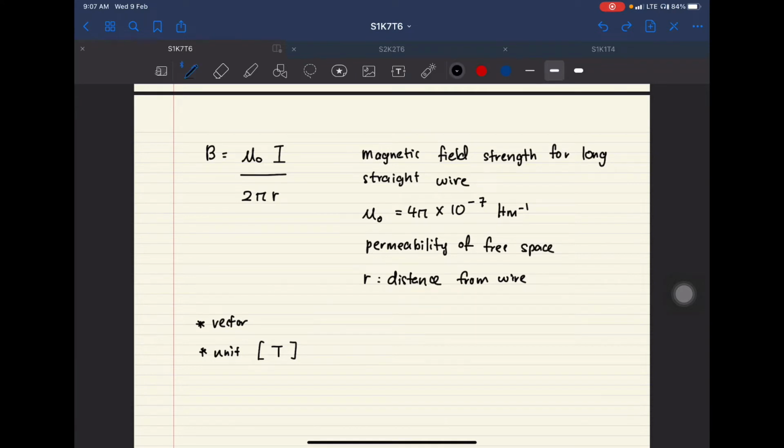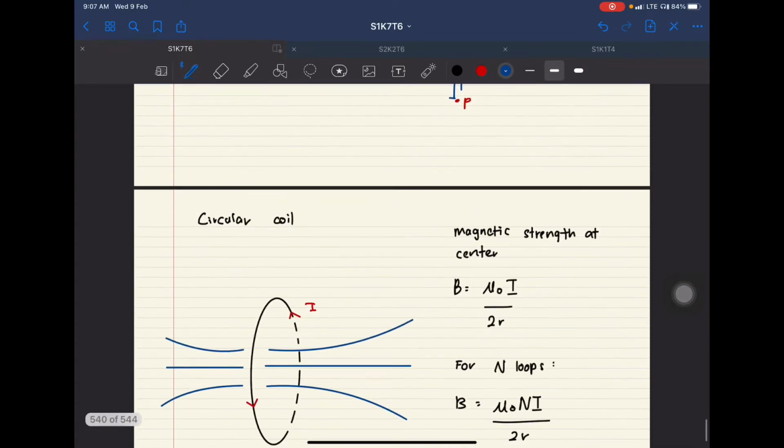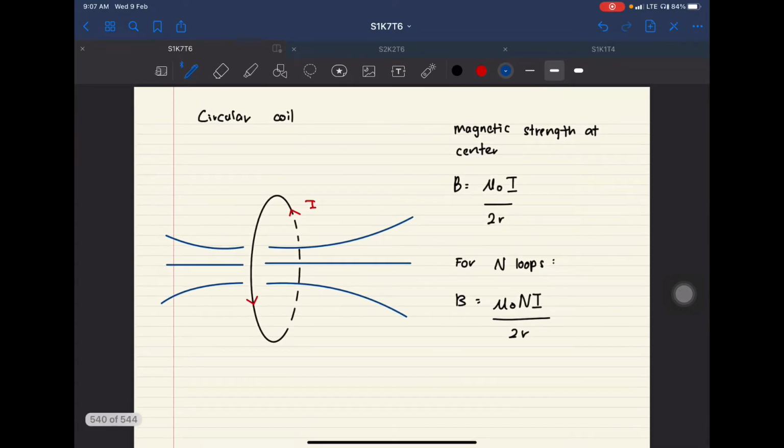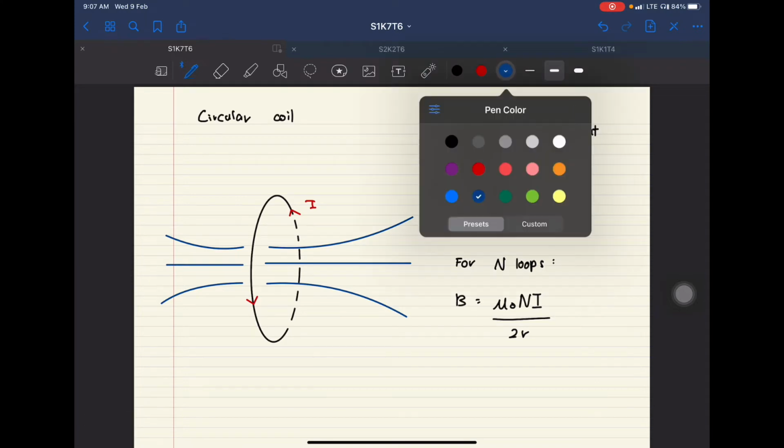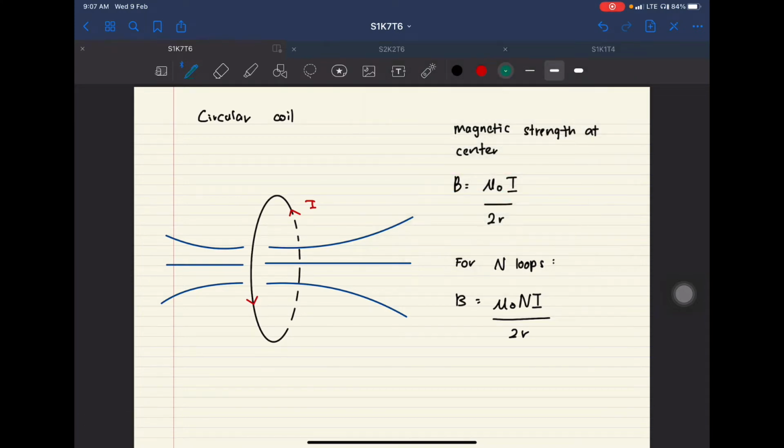Okay. For example, if I have a wire in that direction and they ask you to calculate at point P, that means this would be my R distance. Again, magnetic field is a vector quantity and the unit is Tesla. Our next example is circular coil. Next case, case number 2, is circular coil.